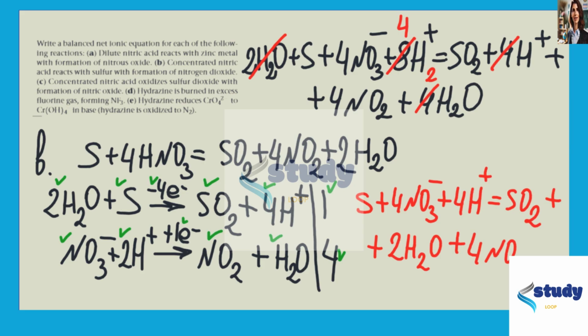When we write out everything, we get this equation. Now we need to cancel 2 waters on the left and there will be 2 waters remaining on the right. And we cancel 4 protons on the right and will be left with 4 protons on the left. And when you write out the final equation, that's what you get.